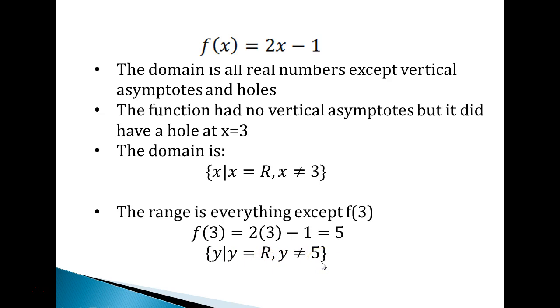So let me go over that again. If there was no hole, and x was equal to 3, then this function f of x would be equal to 5. But we know there is a hole. X can never be 3. Therefore, this function will never be equal to 5. That is how we derive our range.